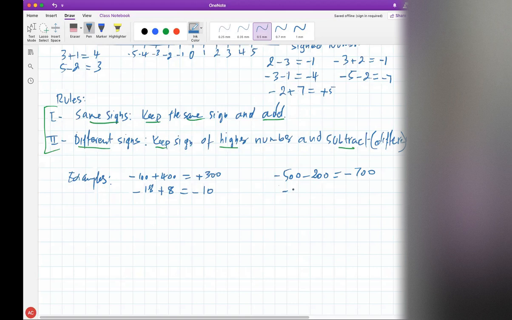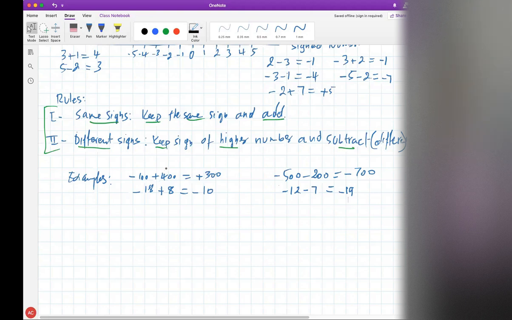What about negative 12 minus 7? Minus 19. Negative 19. Okay, minus 19. So that's basically what you do when you have different signs.